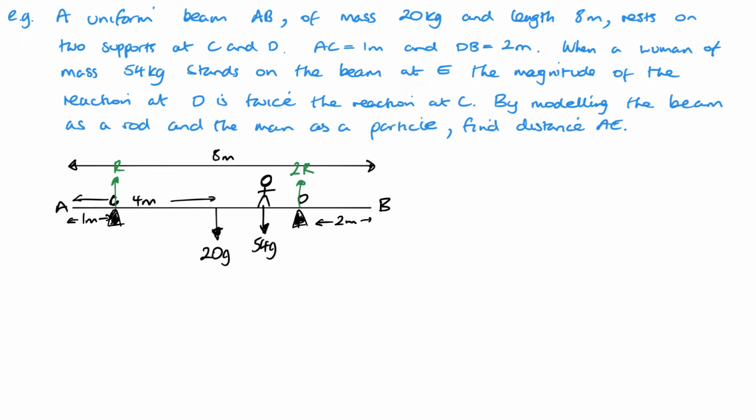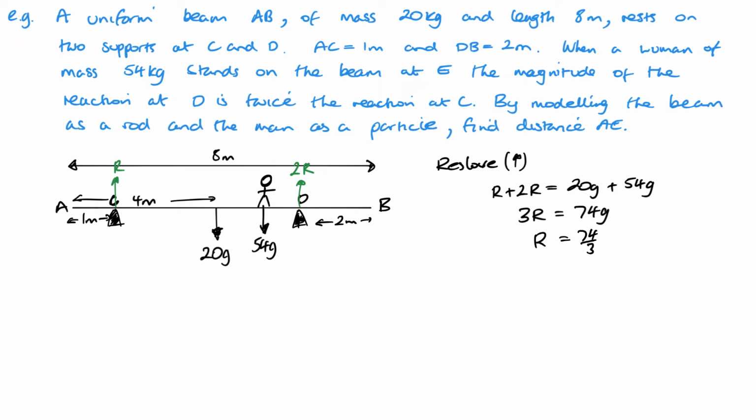So let's have a look at what we can do. The first thing we can do is resolve our forces vertically. Thinking of the forces going up, we have R plus 2R, and our forces down are 20G plus 54G. So we get 3R equals 74G. So that means that R is 74 over 3 G. I won't multiply by the 9.8 yet, as I don't want to round off my values.